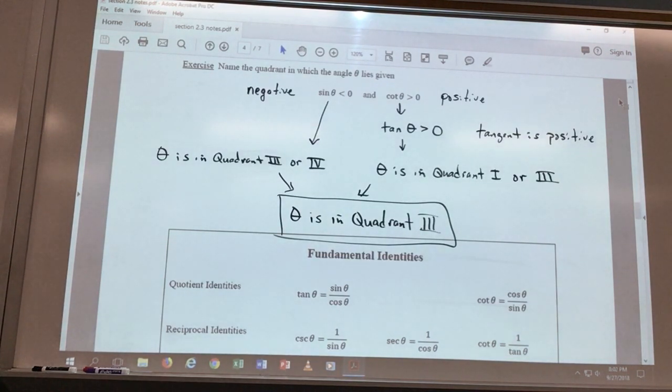All right, in the next rectangle, you're given some fundamental identities of the trigonometric functions.